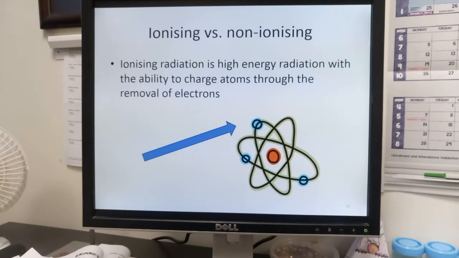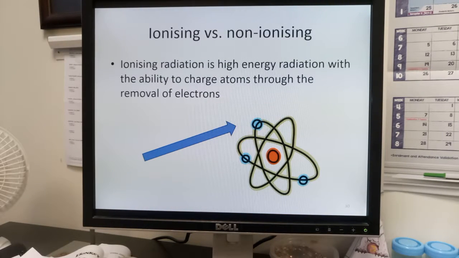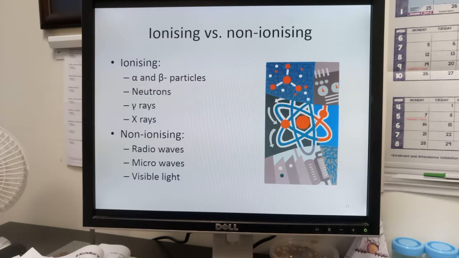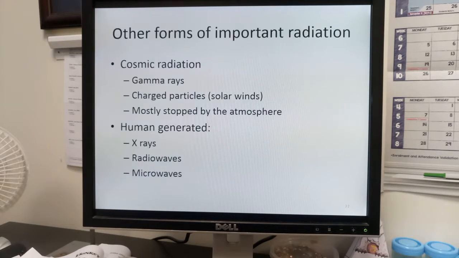Ionizing radiation. How is it defined? It's got energy to knock electrons out of orbits. Alpha and beta particles are ionizing, beta plus and beta minus, neutrons, gamma rays and X-rays. Now, not all ionizing radiation comes from a nuclear transmutation reaction, and X-ray is a perfect example. That comes from an X-ray tube. Then there's all this non-ionizing radiation like radio waves, microwaves, and visible light, which don't contain sufficient energy to damage or knock electrons out of orbits.